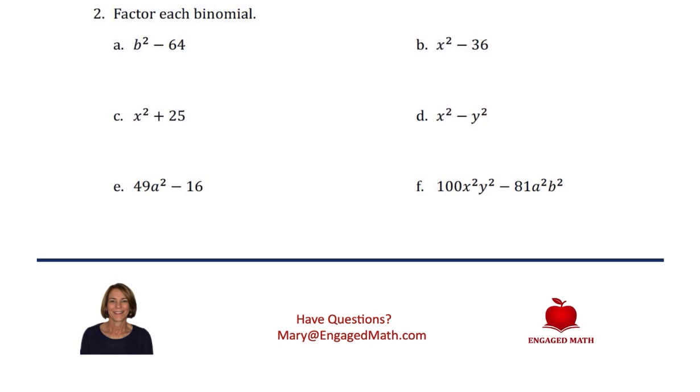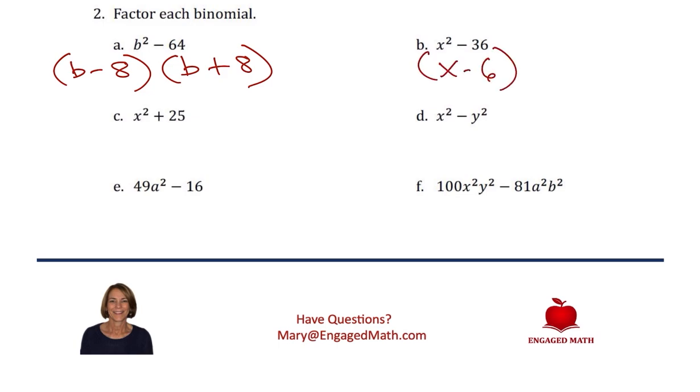Okay, b squared minus 64. So we take the square root of the first term minus the square root of the second, and then the square root of the first term plus the square root of the second. Makes no difference if you did plus here and minus there, it's exactly the same. Okay, the next one, x minus 6, x plus 6, done. Multiply it out if you don't really believe me.